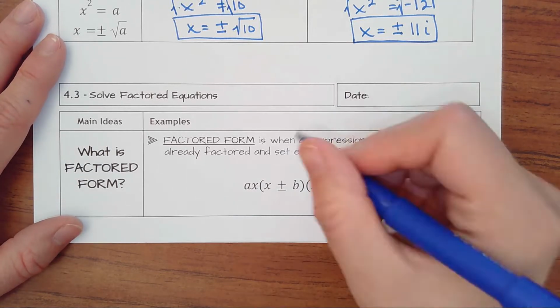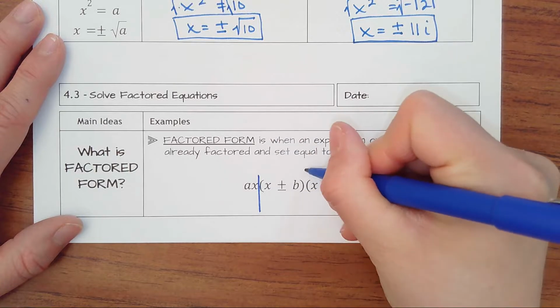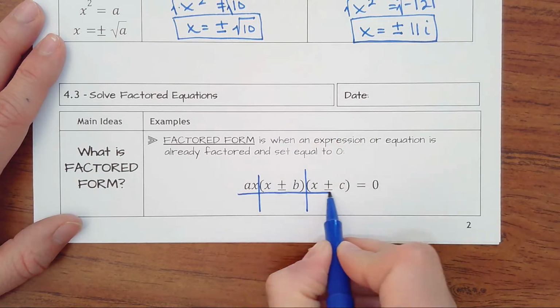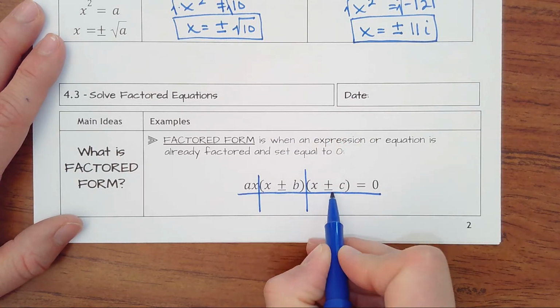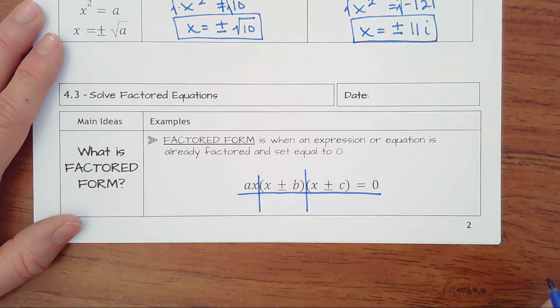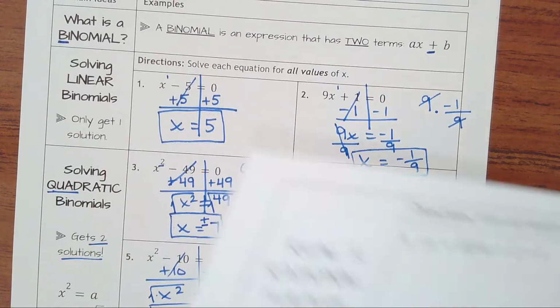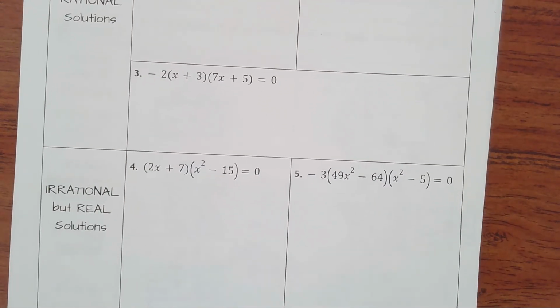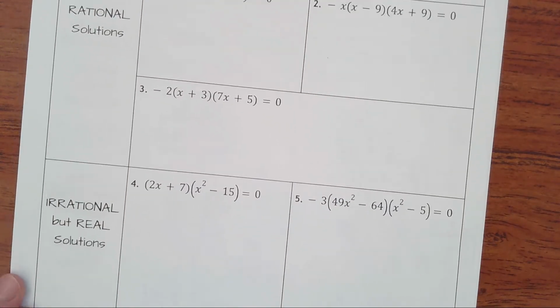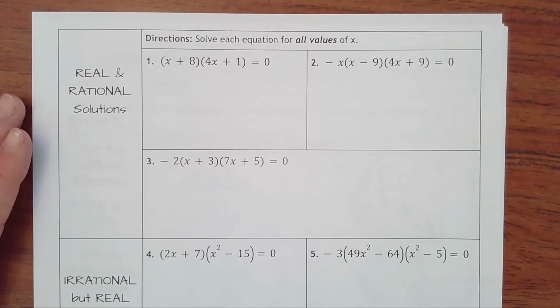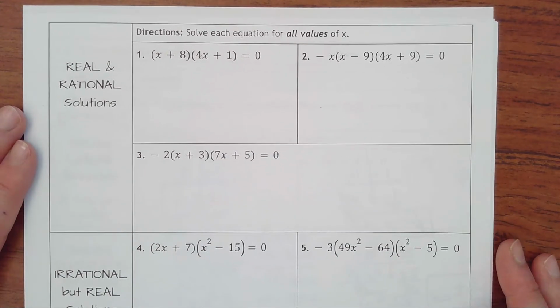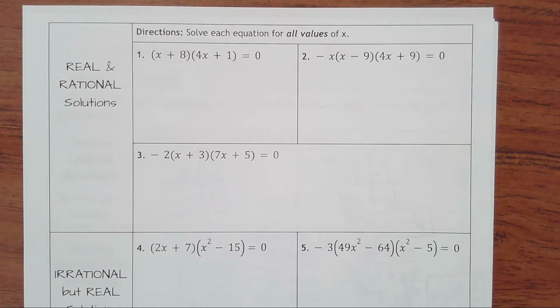So it might have something pulled out here in front. It might have parentheses, but what you're going to be doing is setting each factor that has an x equal to 0 and solving. So you get multiple answers. So go ahead and find this next page, page 3. It says solve each equation for all values of x.